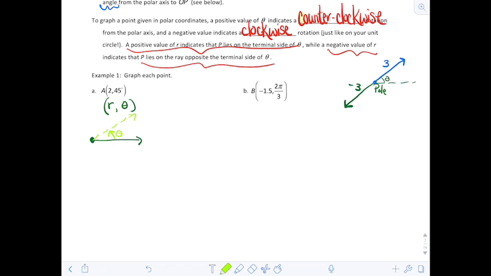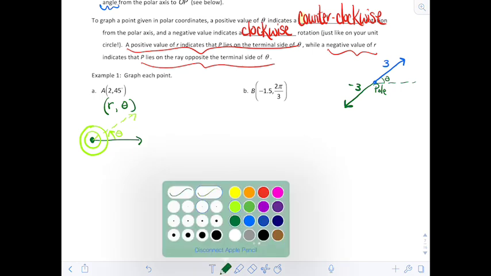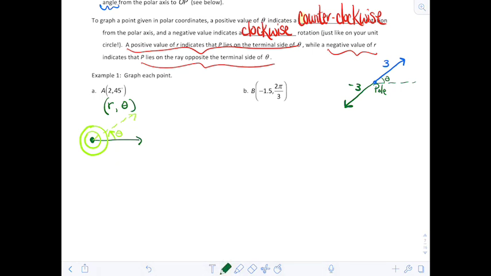Because it's positive, I'm going to go counterclockwise, just like always. And then a distance of 2, if we think about concentric circles, let's think of each circle as having a radius of 1 unit. So if I'm going to plot the point (2, 45°), I'm going to go from the pole out 2 units on that circle and on the terminal side of what would be that angle. And this would be the point A.